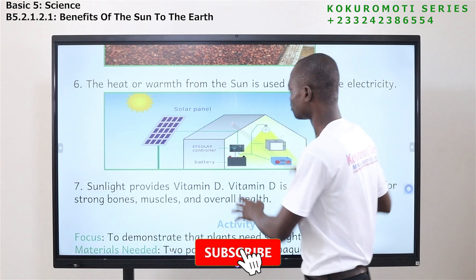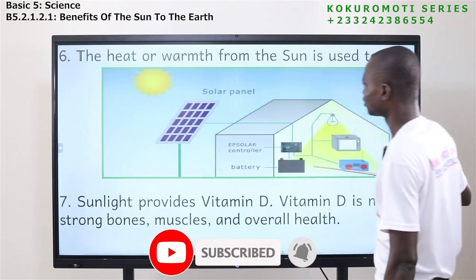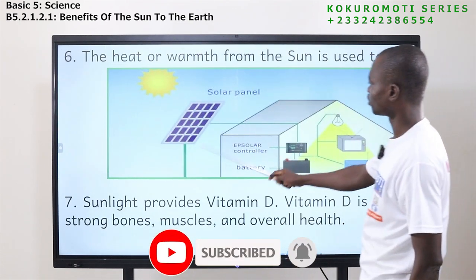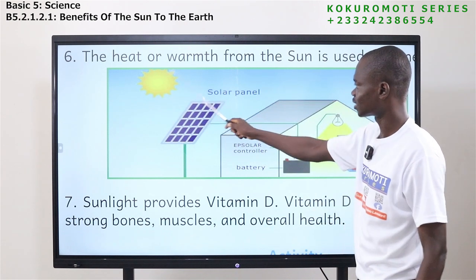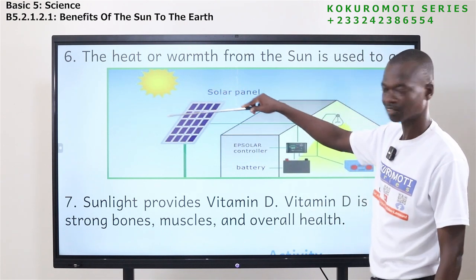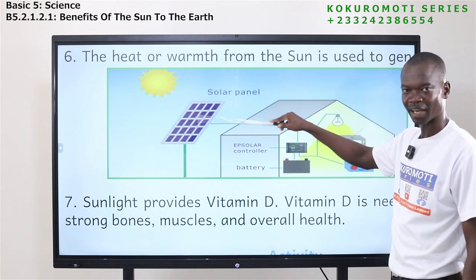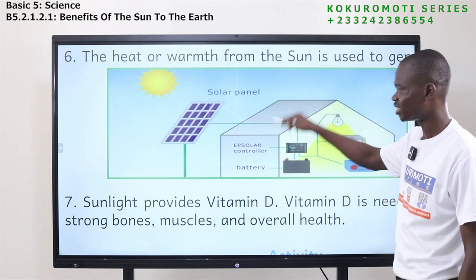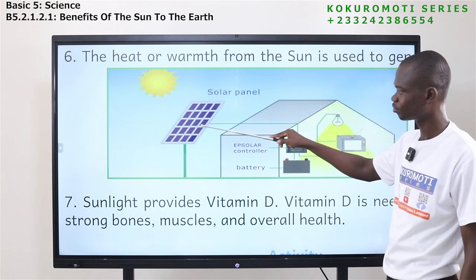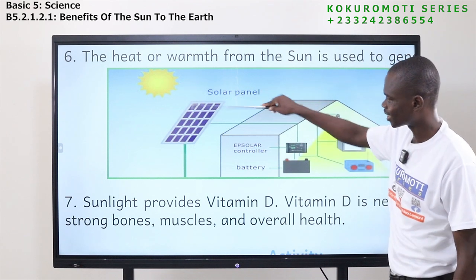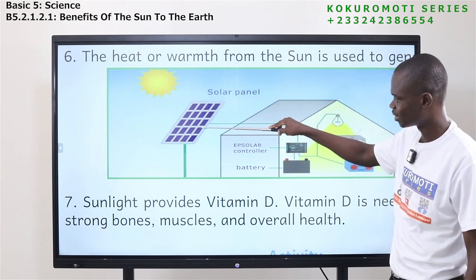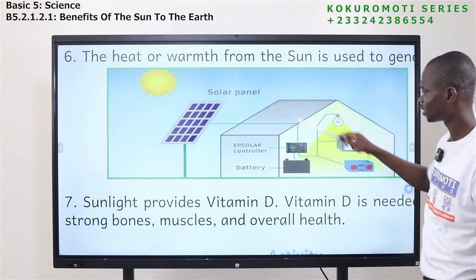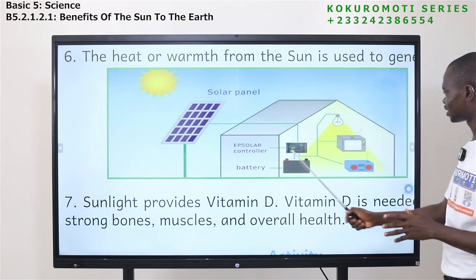An example or a picture of it is here. So you see this? We call this solar panel. The sun is here. So the heat from the sun will be trapped by the panel, or will be charged by the panel. The heat from the sun will charge this. And this will convert it into what? Electricity. So this is the setup.